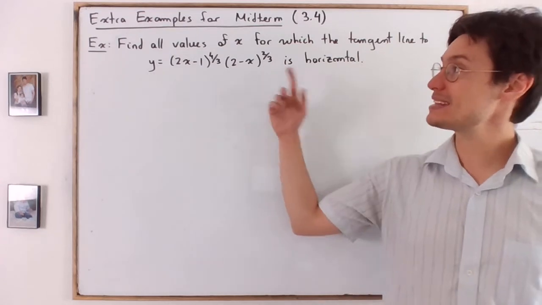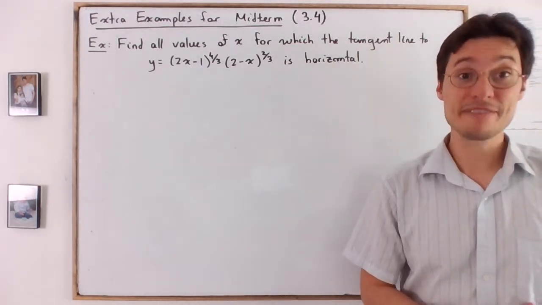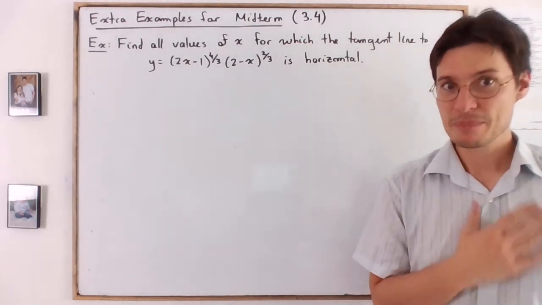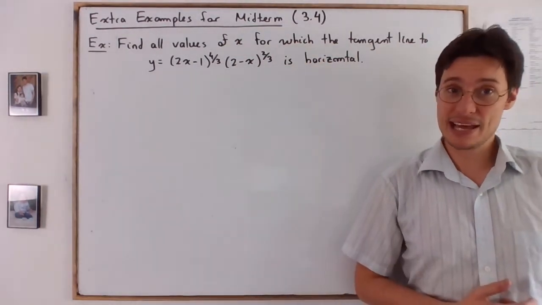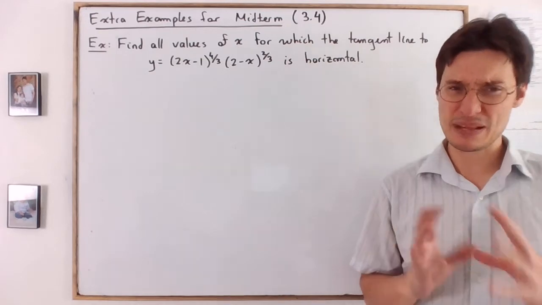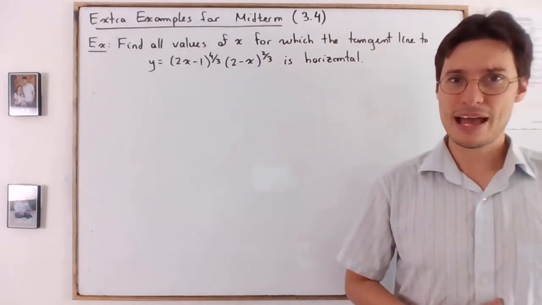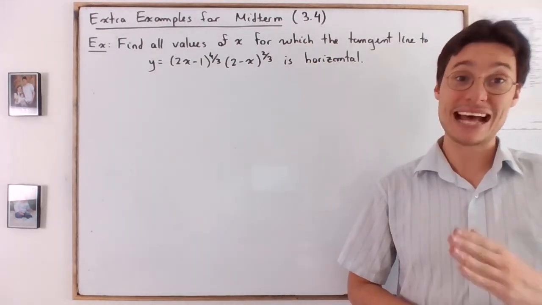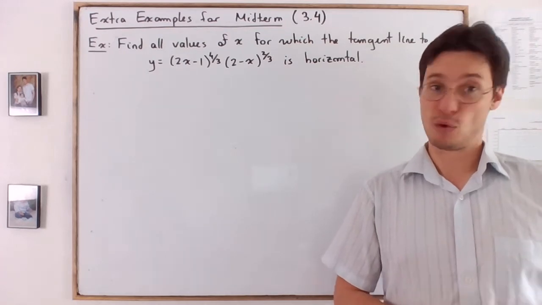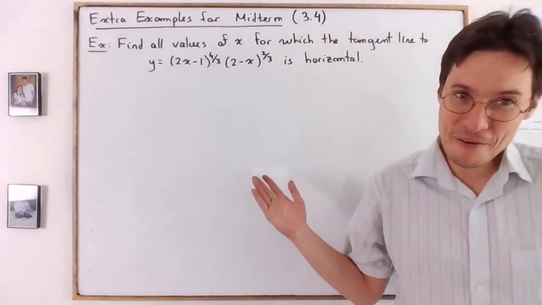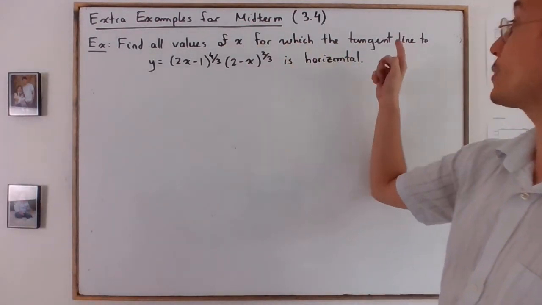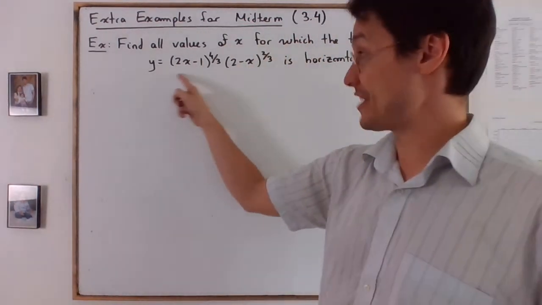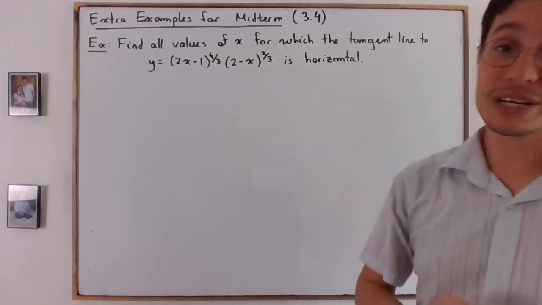However, I should say that this example is specifically for my section 18, because in section 19 we covered this problem in class. That being said, if the explanations were a little bit fuzzy and you want to watch that specific example again, you're more than welcome. It's there for everyone. So find all values of x for which the tangent line to this function is horizontal.